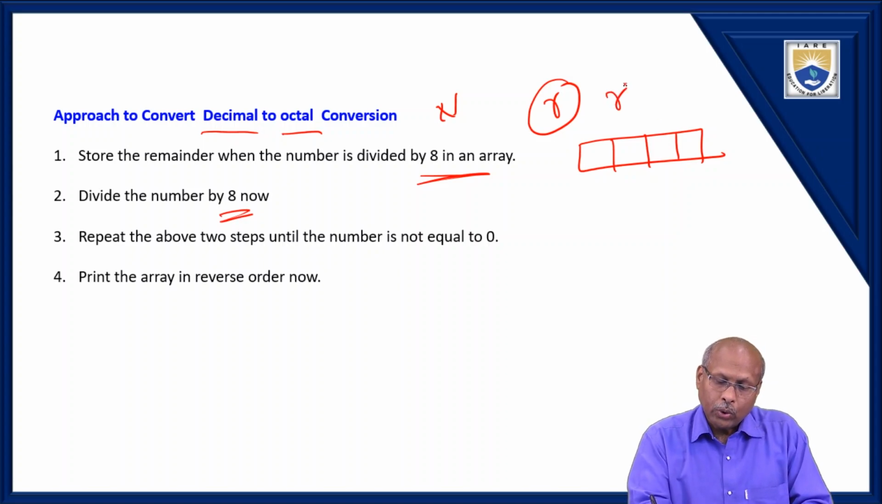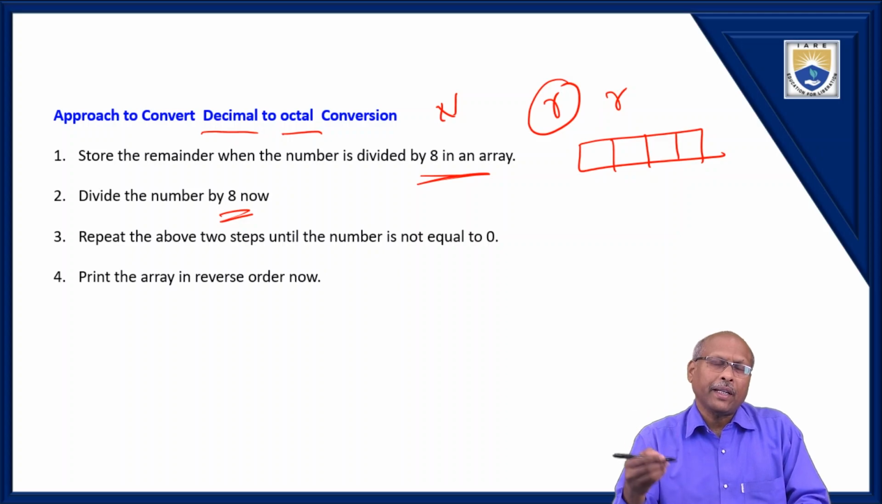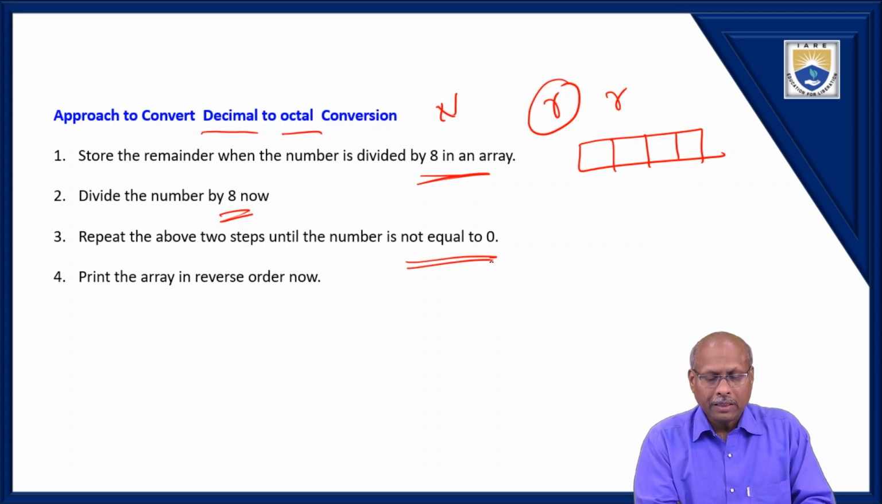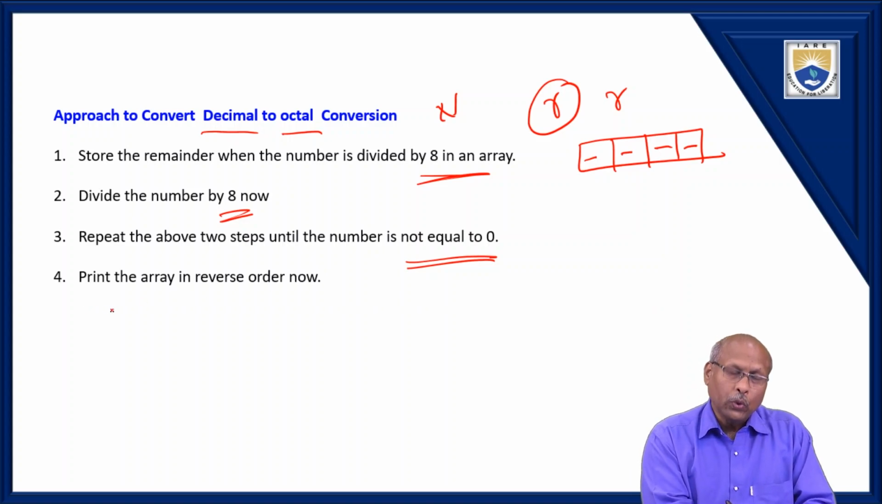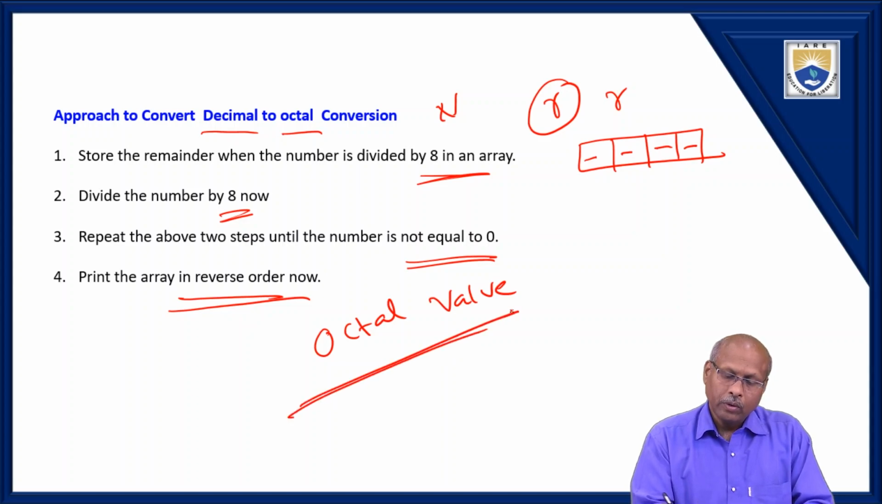Again take the remainder and store it in the array. So you keep on dividing by 8, taking the remainder, and storing it. As long as the number is greater than 0, continue. Whenever the number becomes 0, stop. This is the process you continue till the end. When the number becomes 0, your output is available in the array. Now print this array in the reverse order, so that you will get the corresponding octal value.